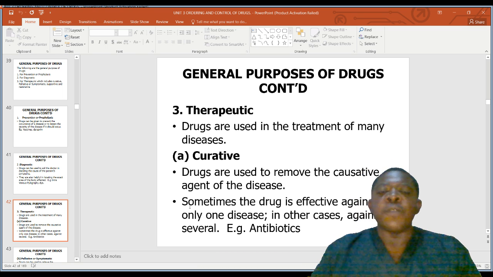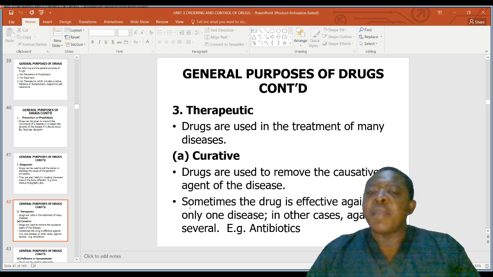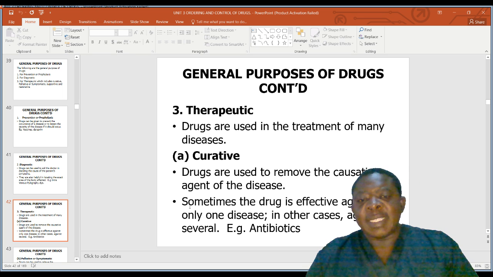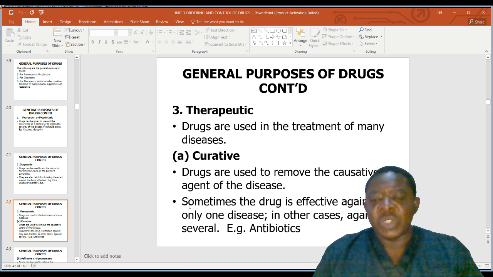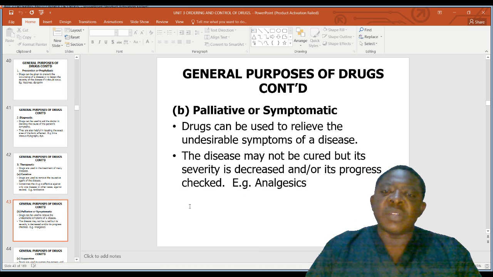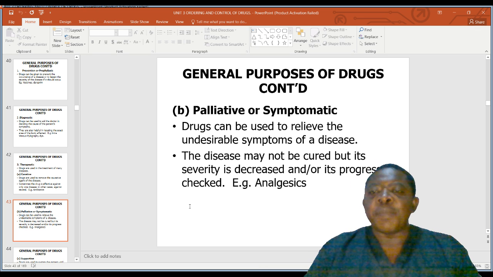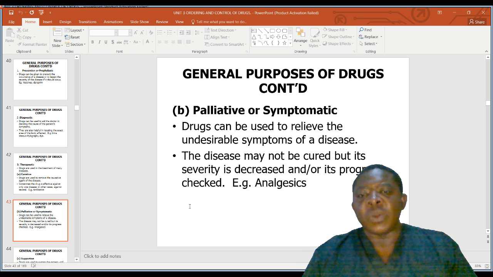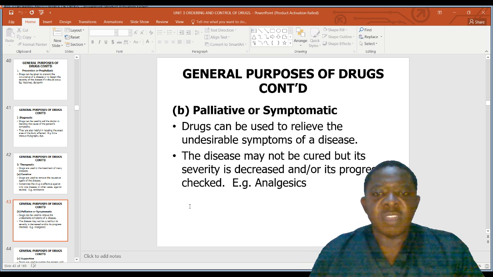For curative, drugs are used to remove the causative agent of the disease. Sometimes the drug is effective against only one disease, in other cases against several. When you talk of antibiotics, they work against a lot of bacteria or germs. Then in palliative or symptomatic, a drug can be used to relieve the undesirable symptoms of a disease. The disease may not be cured, but its severity is decreased and its progress checked. So if someone is in pain, you just give analgesics, which reduce the pain.